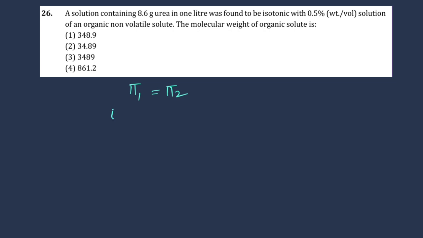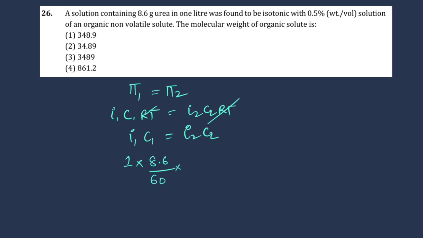For this, the formula is i1 C1 RT is equal to i2 C2 RT. These are the same, so they cancel. Therefore i1 C1 is equal to i2 C2. The first one is urea, therefore Van't Hoff factor 1, and its concentration is not given, therefore mass by molar mass, that is moles. Then urea 60 gram and 1 liter, because we know the concentration is equal to n by V. This is n, this is volume. Isotonic organic solute, then this is also 1.